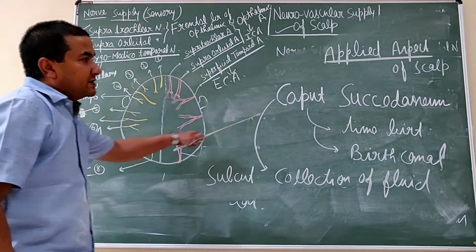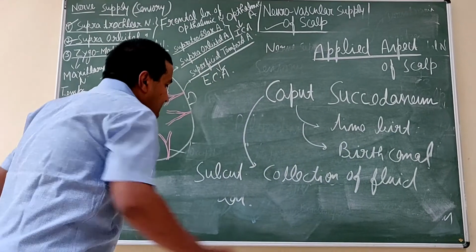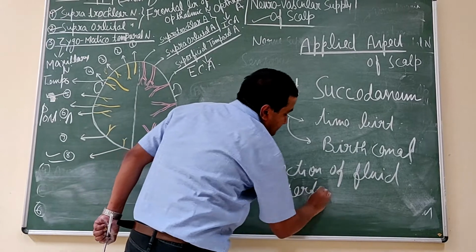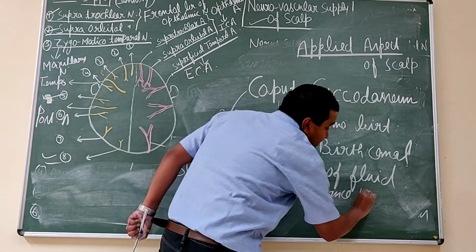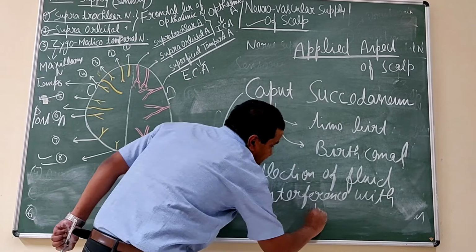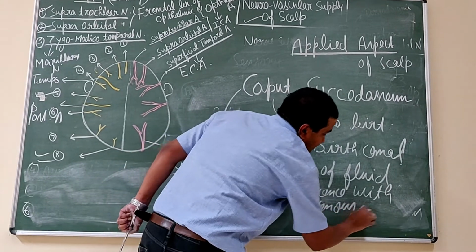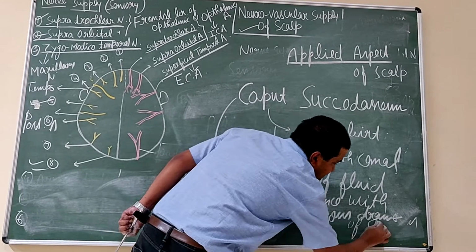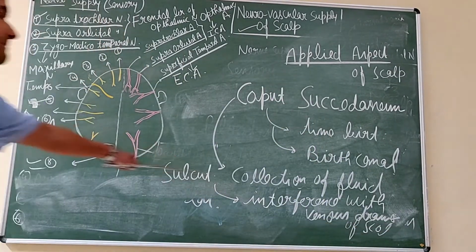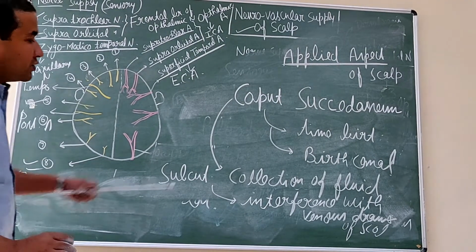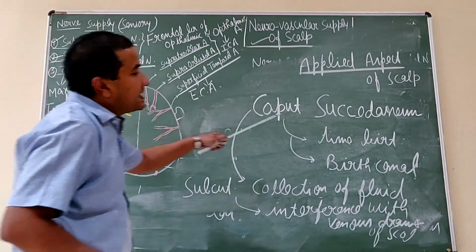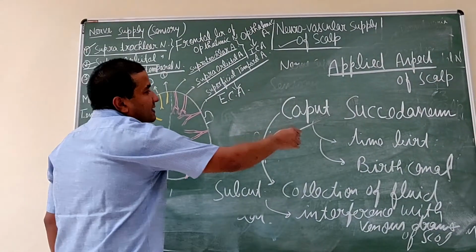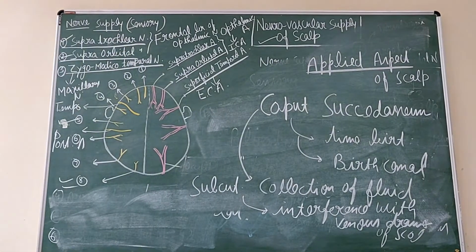What is the reason for this caput succedaneum? This is due to interference with venous drainage of the skull, as a result of which fluid is collected in the layers of the skull. Now, what is the difference between the caput succedaneum and the cephalohematoma?